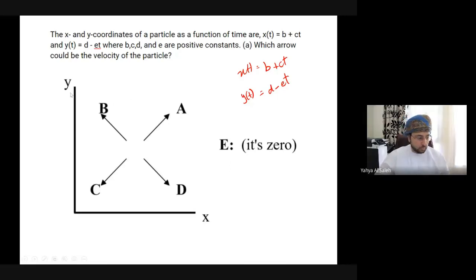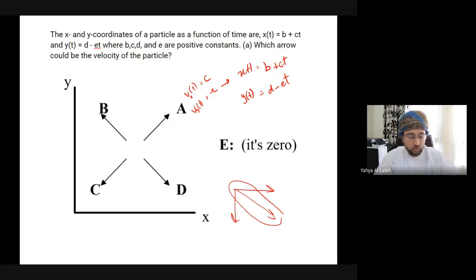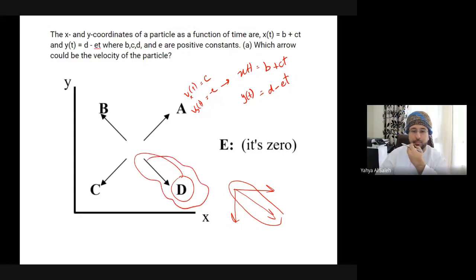Okay, so most of you say D, which is correct, because velocity is the differentiation of the position. If I differentiate x of t, it will give me v of t is equal to simply c and vx of t, and vy of t will be minus e. So my x is positive, so it's going to be in this direction, and my y is negative, so in this direction. So my resultant is going to be somewhere in this direction, which matches D. I'm really happy that most of you managed to do this.